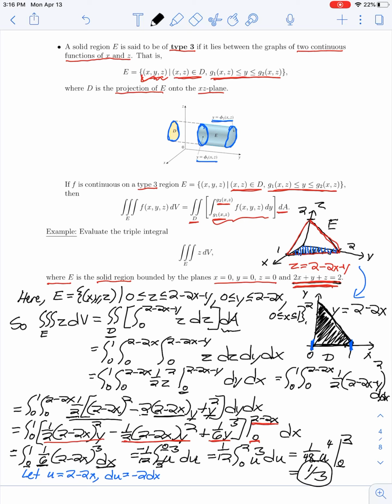So in the next part of this section, we'll start to look at integrating over some slightly more complex solid regions in space, and then see how we can use these triple integrals to represent volumes.